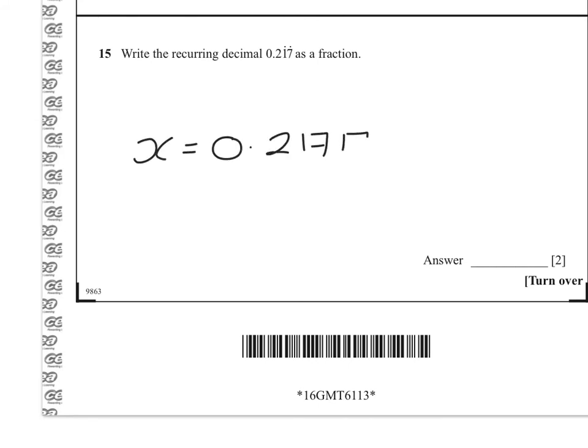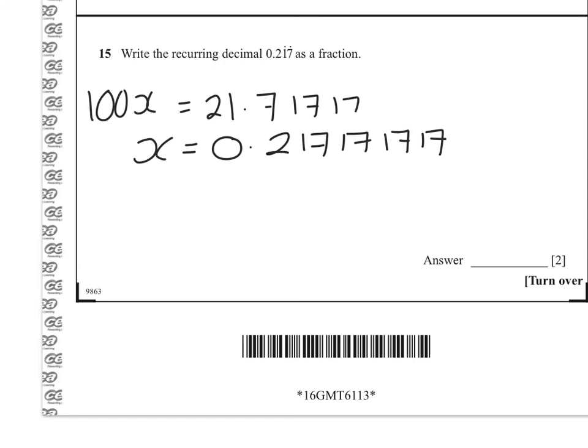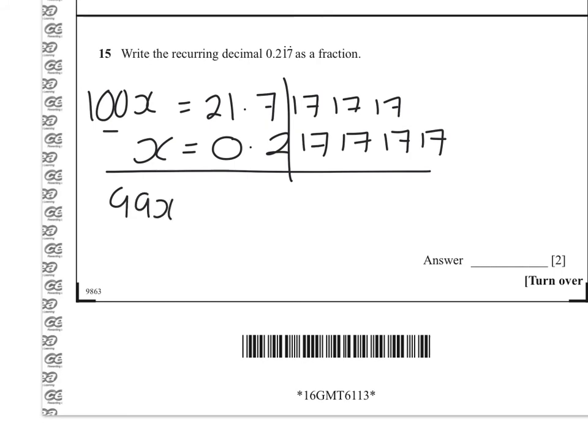To write the recurring decimal as a fraction, first of all we're going to write out the recurrence. So the 17 recurs. Because 2 digits recur, I'm going to multiply by 100, and that gives us 21.7171717. Everything to the right is the same, so whenever I subtract them, the recurrence cancels out, and 21.7 minus 0.2 is 21.5.